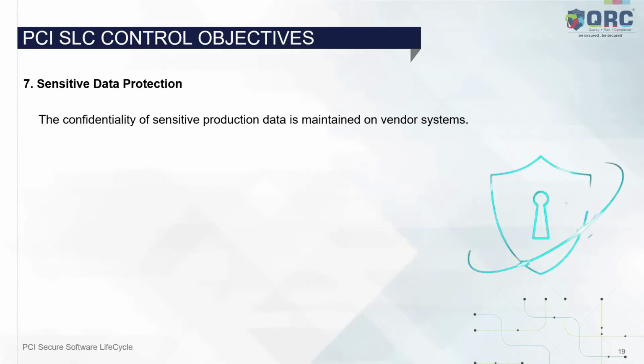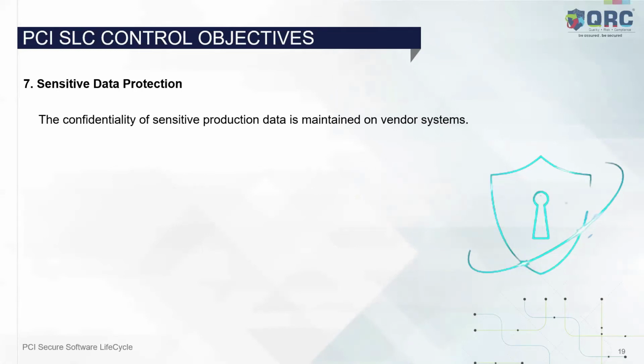Say, for example, company A needs to do some troubleshooting because QRC is saying there is some issue in the application. Company A will say, provide us your sample data, we will do the troubleshooting to make sure it's resolved. In that scenario, QRC will be providing some data to company A. Whatever data QRC is providing to company A will be treated as sensitive production data.